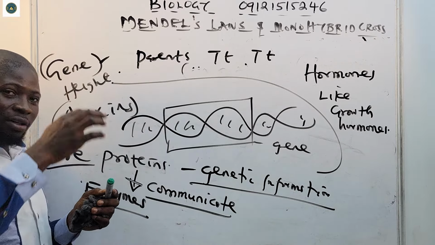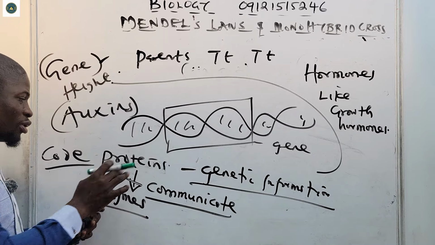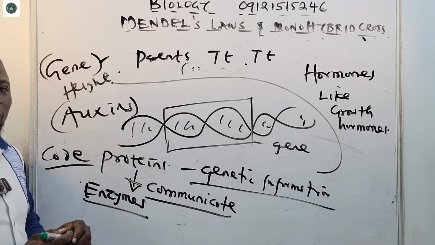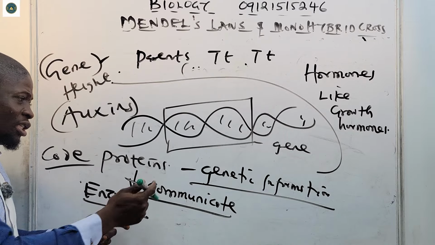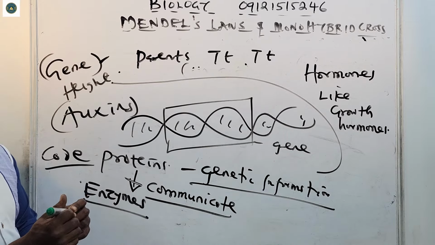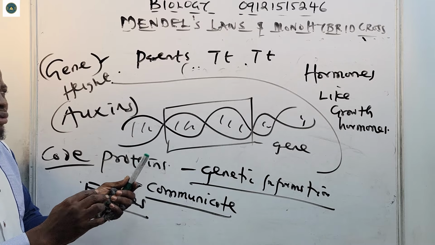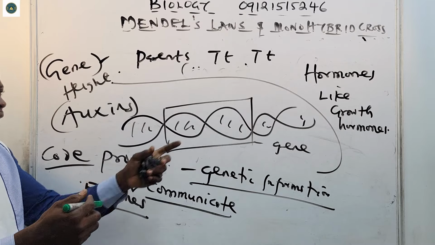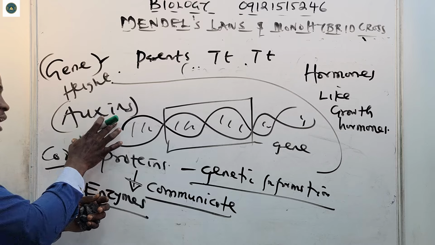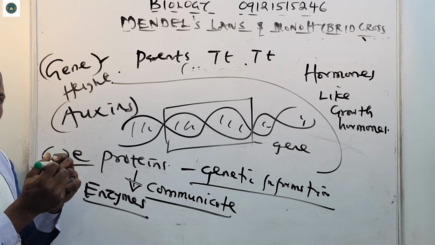So this height that it's coding for, this is what happens. It codes for certain proteins. The proteins communicate with each other. The genes already have the genetic information. So it produces hormones, like growth hormones, and for the plants, like we said, the auxins.